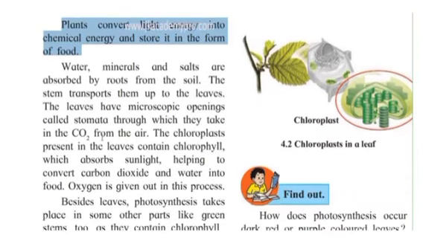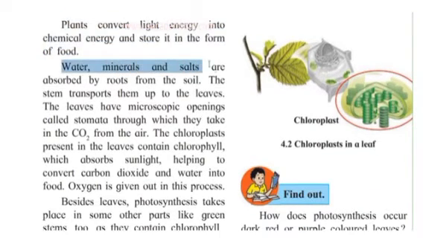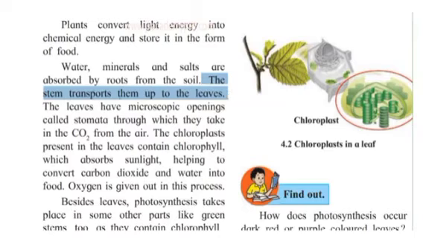Now what do plants do? Water, minerals, salts are absorbed by the roots from the soil. So that is the function of the roots, they take all the water, the minerals, and the salt. So that forms the nutrition. They absorb it from the soil, and the stem transports them to the leaves. So that is the function of the stems, to transport these nutrients, that is water, the minerals, and the salts from the roots to the various parts, and that is to the leaves.